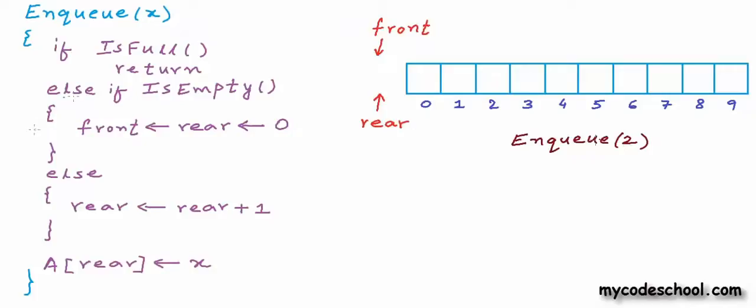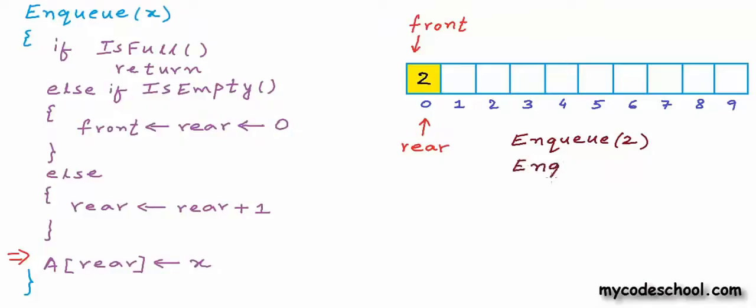The queue is empty, so we will set both front and rear as 0. Now we will come to this statement. We will write value 2 at index 0. So this is my queue after one enqueue operation. Front and rear of the queue is same.